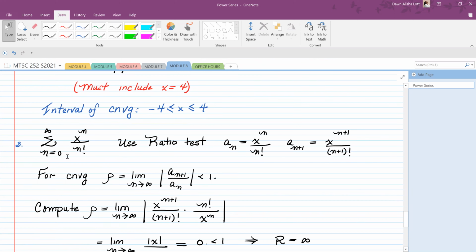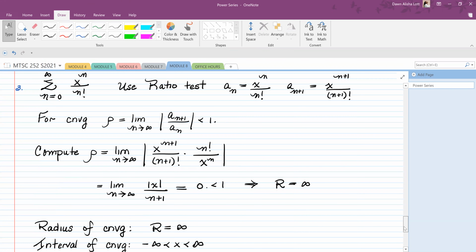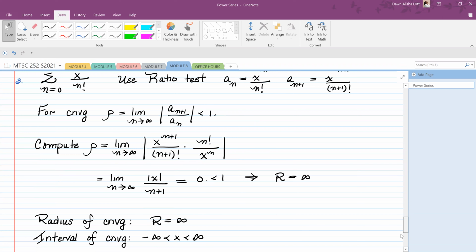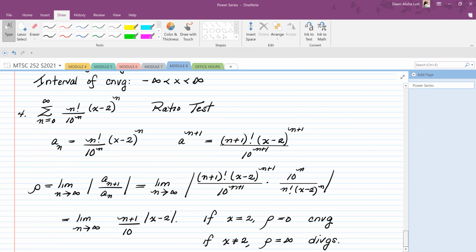Then for problem 3, we saw that it converged everywhere. And then in problem 4, it only converges at a.